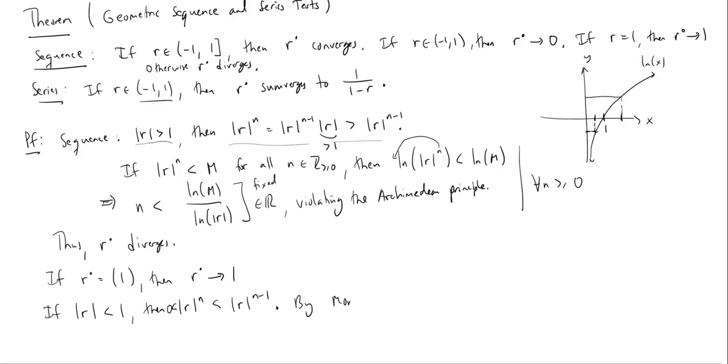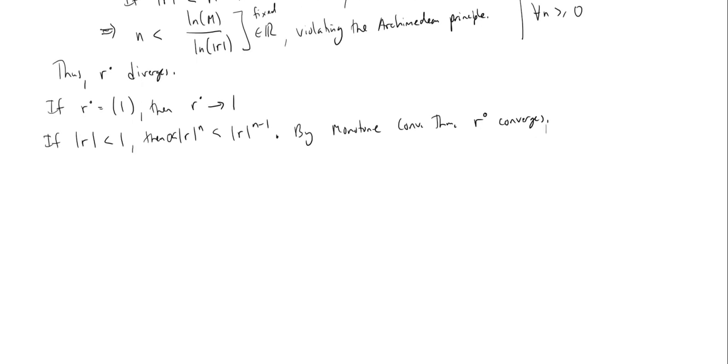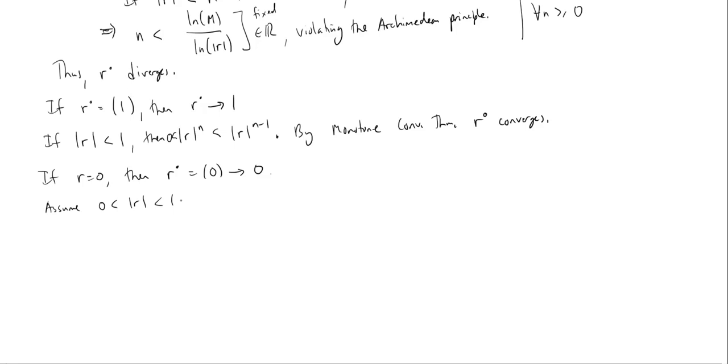So by the monotone convergence theorem, r to the n converges. All right, now the claim is that it's actually going to converge to 0. So let's see why that's going to be true. Well, if r is equal to 0, then this is pretty obvious, right? So if r equals 0, then r to the n, which is just equal to the 0 sequence, is constant, and that definitely converges to 0. So we can assume that the absolute value of r is positive, but less than 1 still.